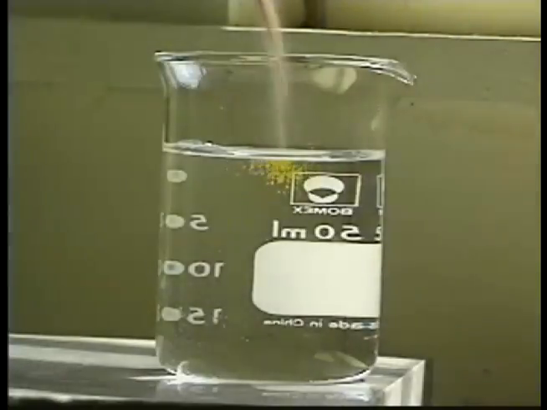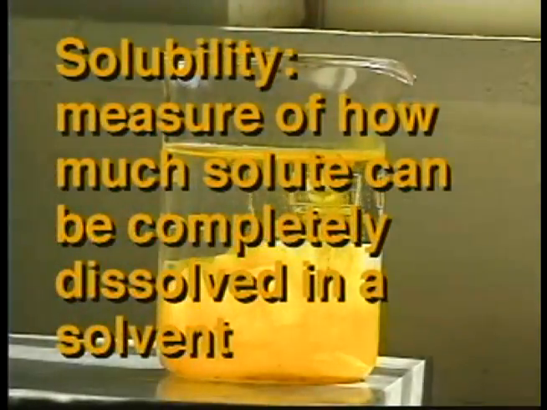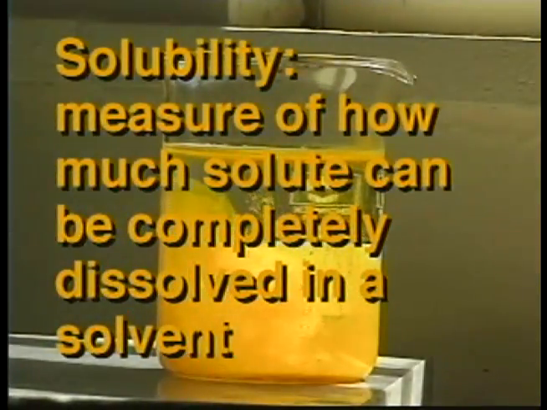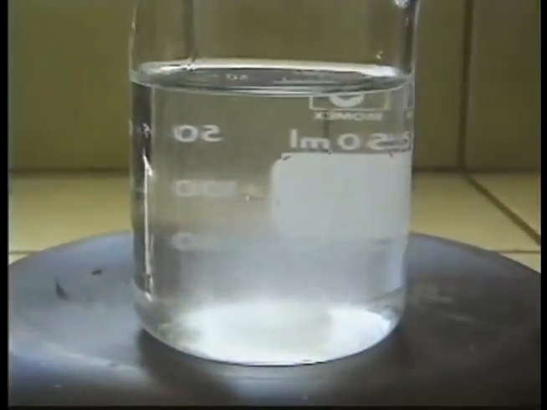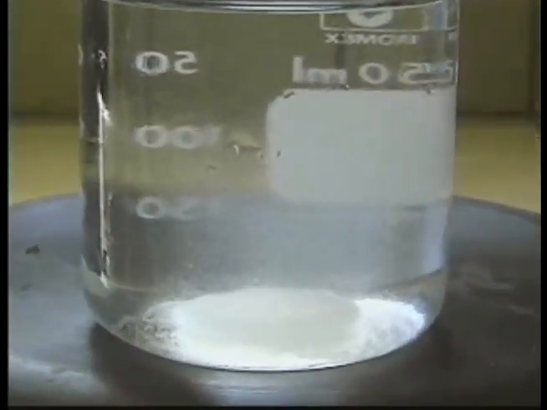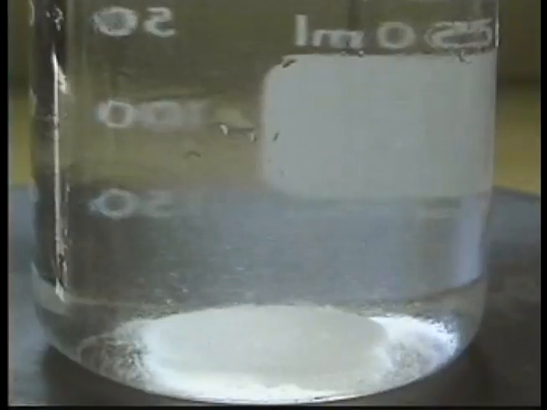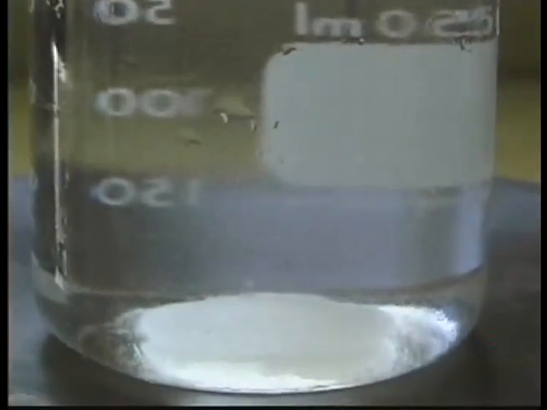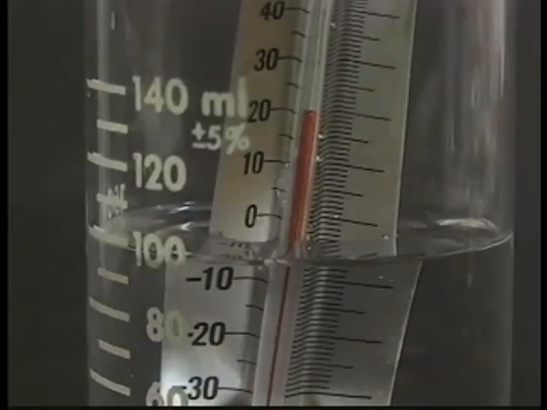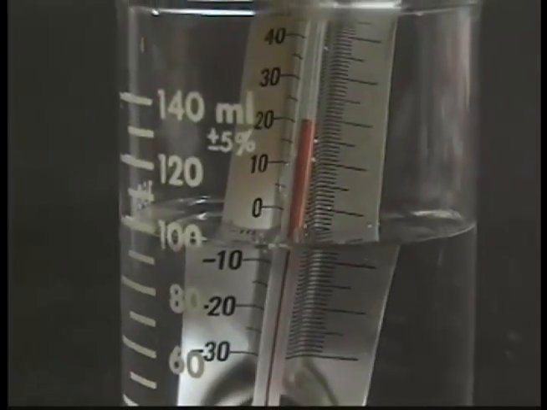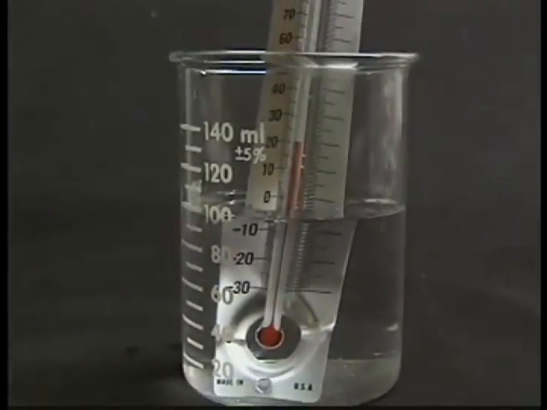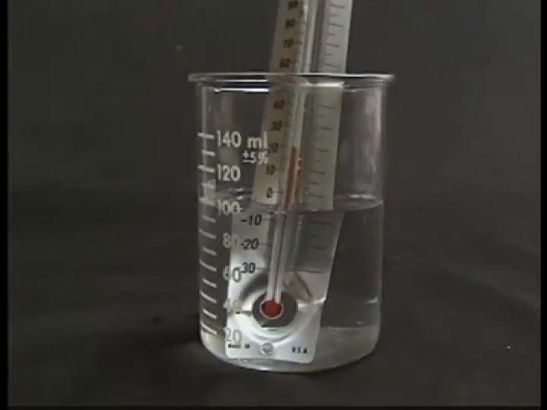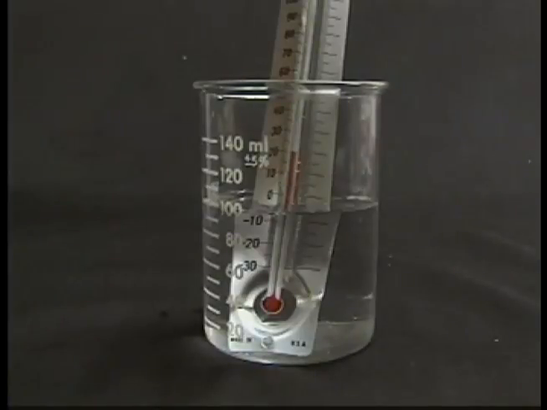Solubility is a measure of how much solute can be completely dissolved in a solvent. There is a limit to how much solute can dissolve in a solvent. In other words, a solvent, such as water, can only dissolve so much sugar before the sugar remains on the bottom of the beaker. Solubility is usually expressed in terms of grams of solute that can be dissolved in 100 milliliters of water at a specific temperature, usually 20 degrees centigrade.